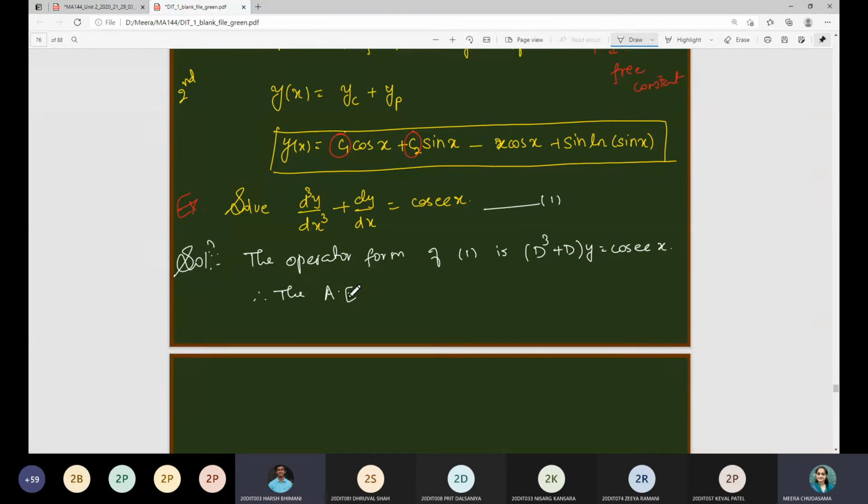Ma'am, is it C1 e raised to minus x plus C2 x e raised to minus x plus C3 x square e raised to minus x? Repeat it. C2 x e raised to minus x plus C3 x square e raised to minus x. Ma'am, in C2 x, the x is in multiplication. Okay. Any other answer?